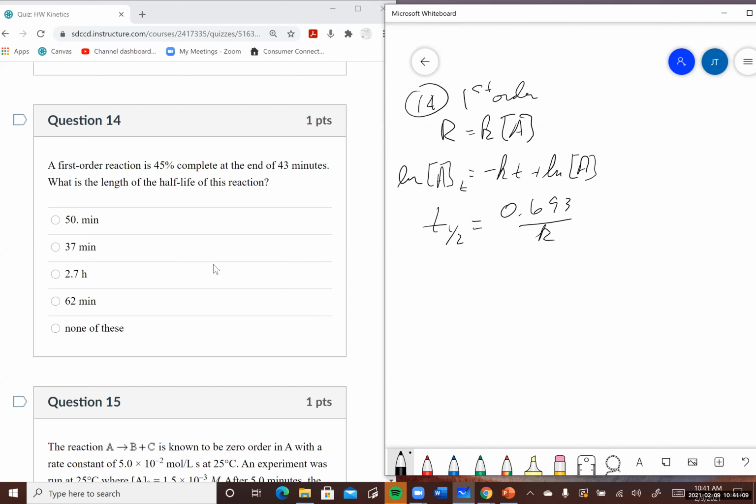So what I would need to do to calculate the half-life is to find the rate constant, okay? How can I do that? How can I find the rate constant given that little bit of data? Does anybody know what I should do?